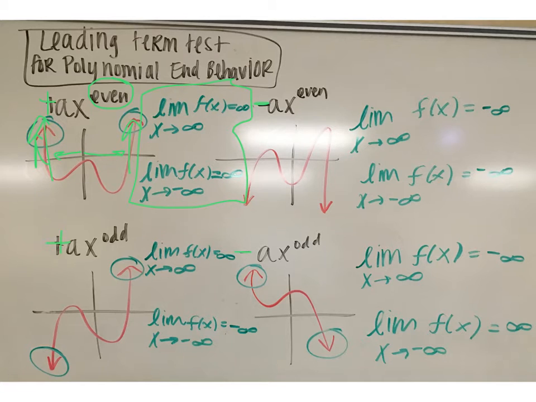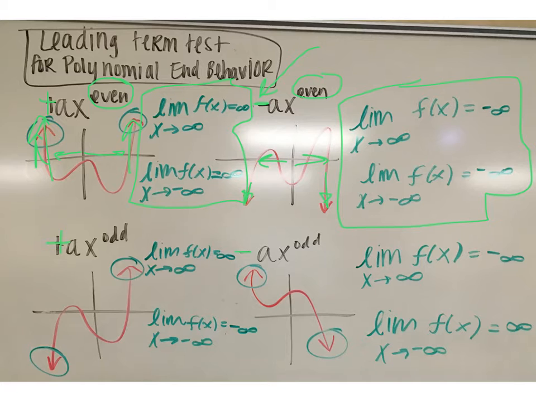Okay, if I have a negative leading coefficient and an even degree of my leading term, then it's going to look like this. It's going to be upside down, and as x approaches infinity and negative infinity, f of x will approach negative infinity on both. So there are these statements that come up when you have a negative coefficient and an even degree.